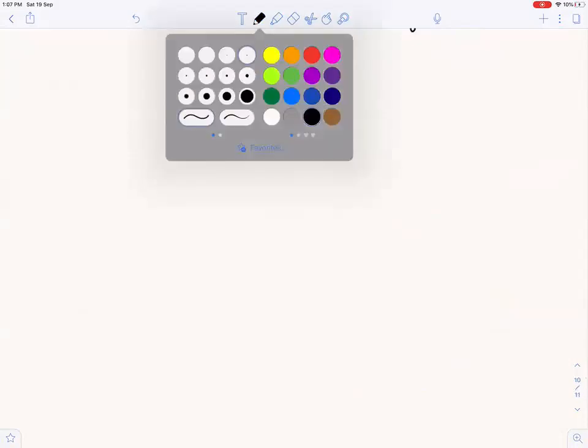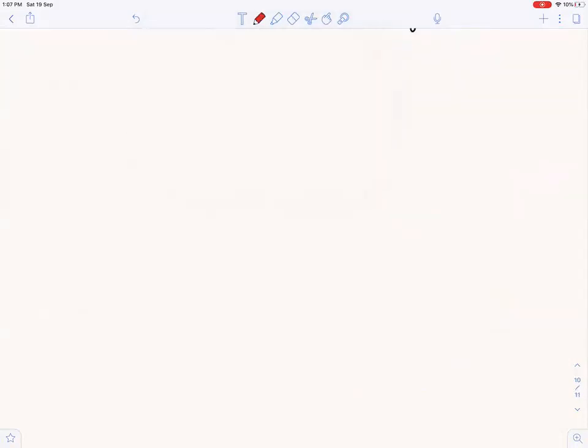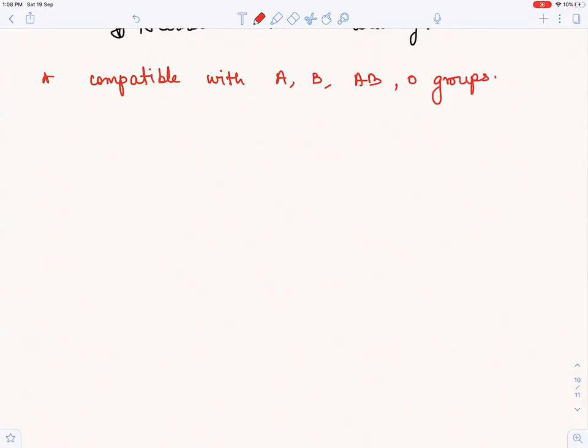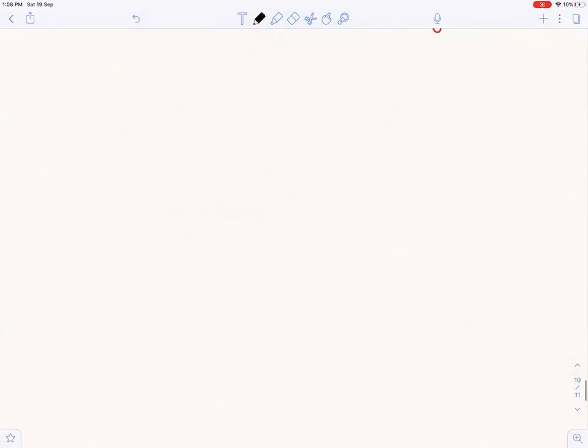Okay. Now let us see. So if this is a universal recipient, it is what? It is compatible with A, B, AB, O groups, right? Okay, now we see the O blood. What do we call O blood?